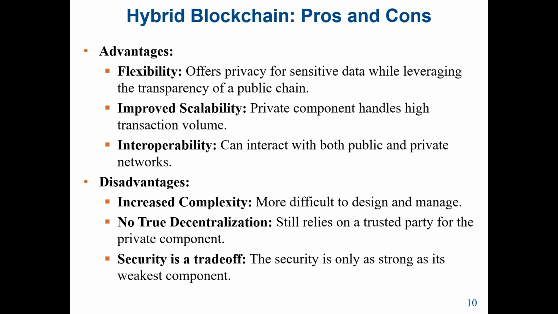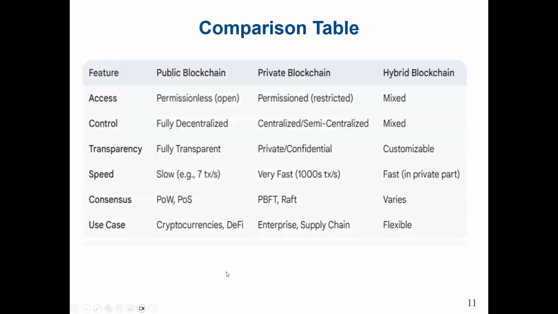Then we have interoperability. Here we say it can interact with both public and private networks. So that's a good advantage. Then security is a trade-off. That will be our last disadvantage. So the overall security is limited by the trust in the private component. So here we have our comparison table for the public blockchain, private blockchain, and hybrid blockchain.